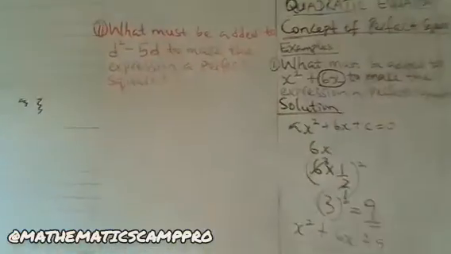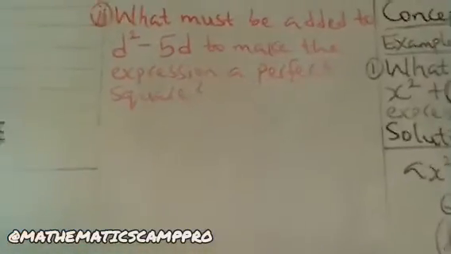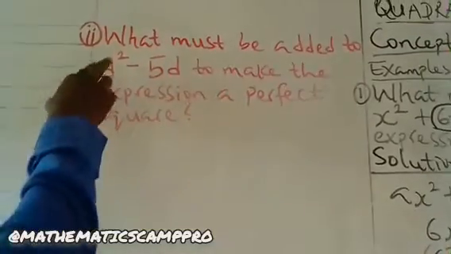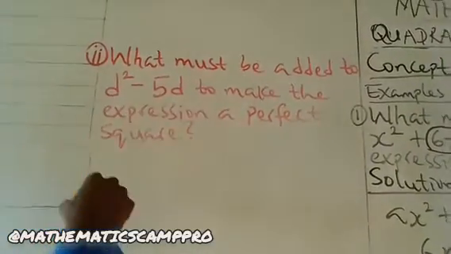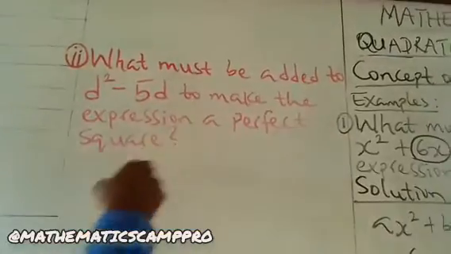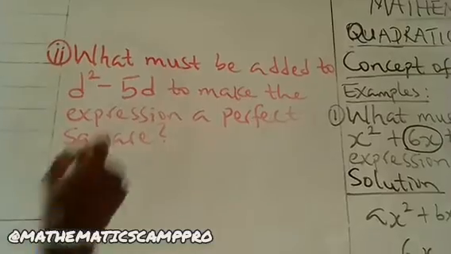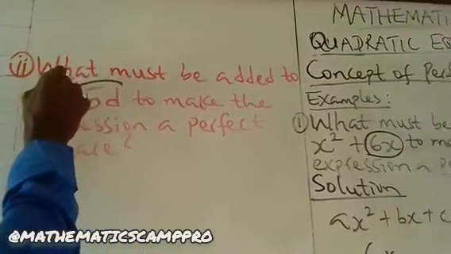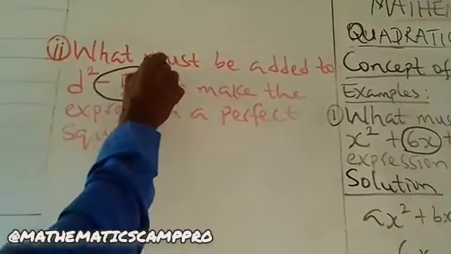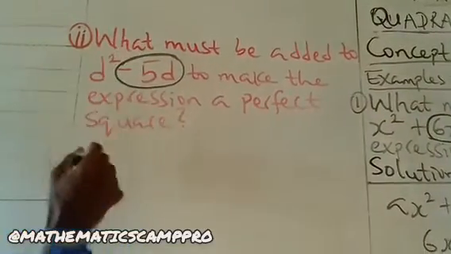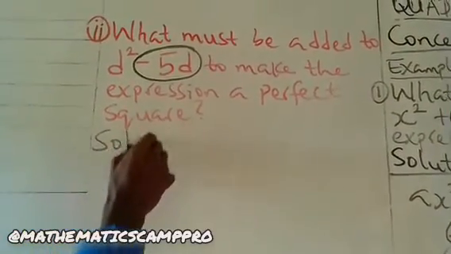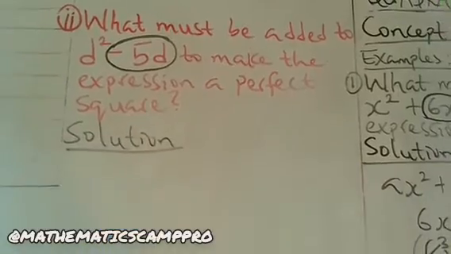Now, moving to another example. We are asked that what must be added to d squared minus 5d to make the expression a perfect square. I said what you are after is this. Now we have minus 5. What did I say? We have minus 5. Now solution.